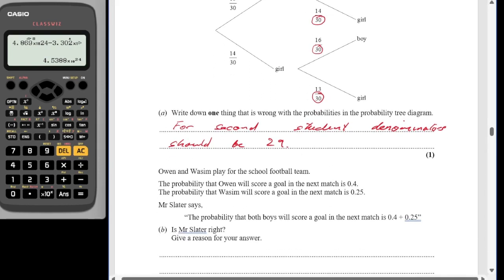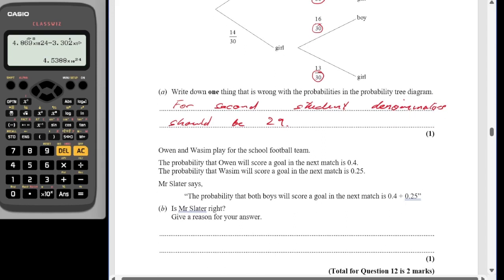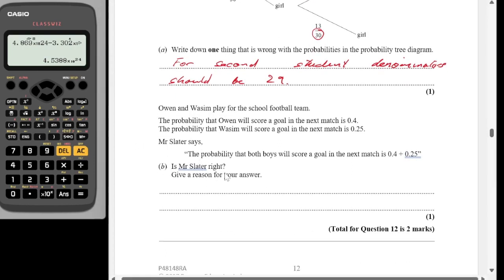Okay, Owen and Wazim play for the school football team. The probability that Owen will score a goal in the next match is 0.4. The probability that Wazim will score a goal in the next match is 0.25. Mr. Slater says the probability that both boys will score a goal in the next match is 0.4 plus 0.25. Is Mr. Slater right? Give a reason for your answer.